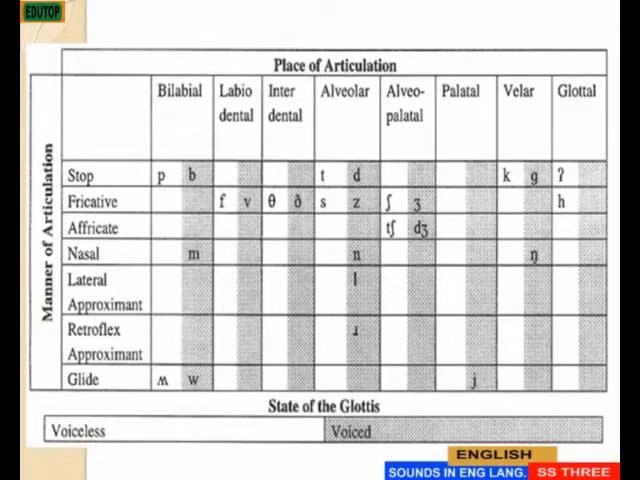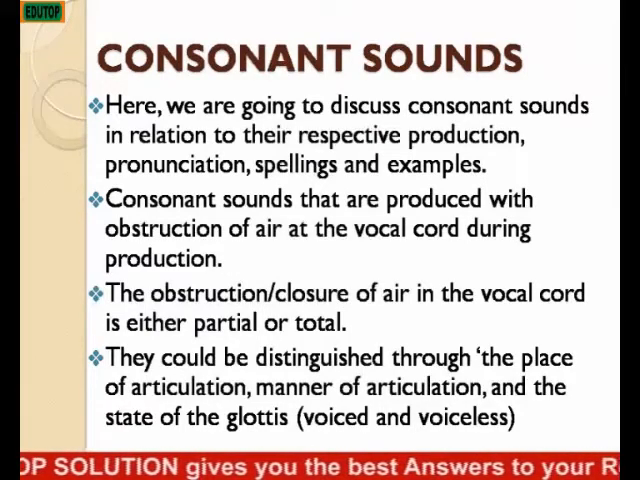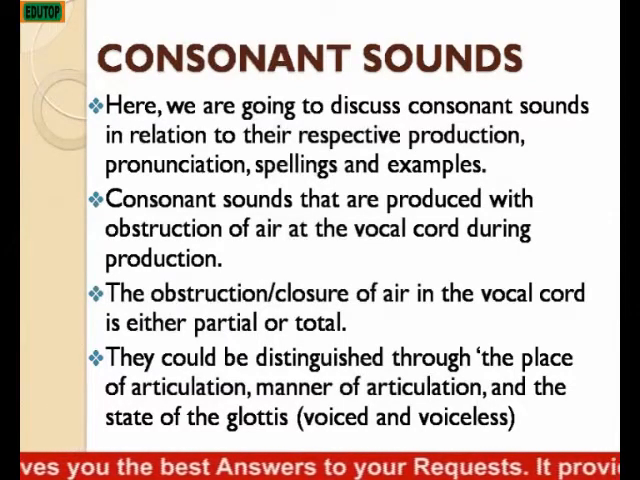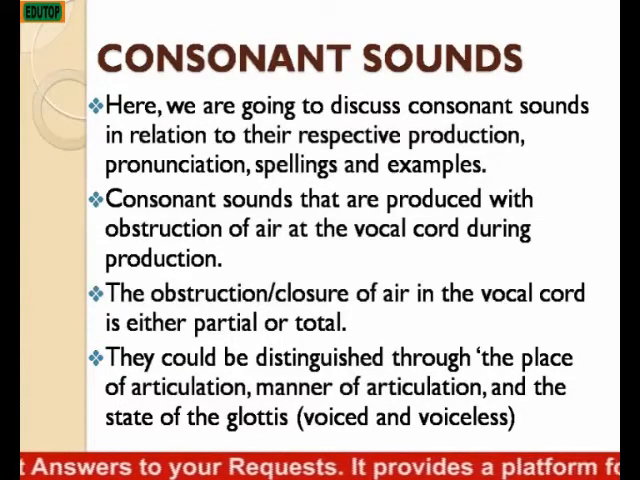Now let's look at how consonant sounds are described in English language. Under this, we consider the consonant sounds in relation to their respective production, their pronunciation, and spellings. We are also going to talk about some examples of each of these sounds. Consonant sounds are produced with obstruction of air at the vocal cord during production. We are also going to talk about that, that is, how air is obstructed at the point of production that makes a sound voiced or voiceless.